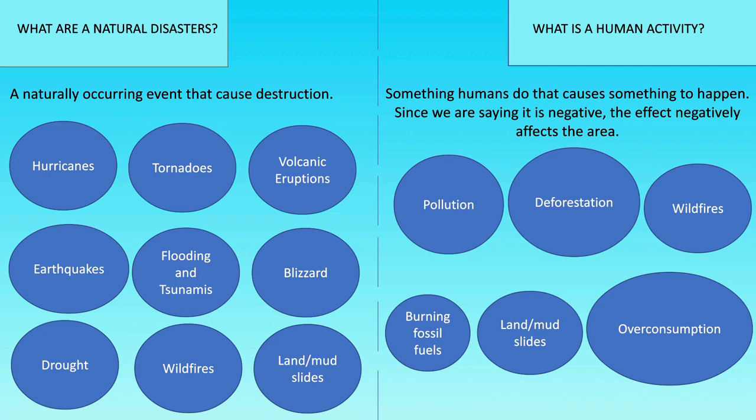So what's a human activity? It's something a human does to cause something to happen. Since we are saying it is negative, the effect negatively affects the area. Pollution, deforestation, overconsumption, and burning of fossil fuels are examples. Landslides and mudslides and wildfires can also be caused by human activity.